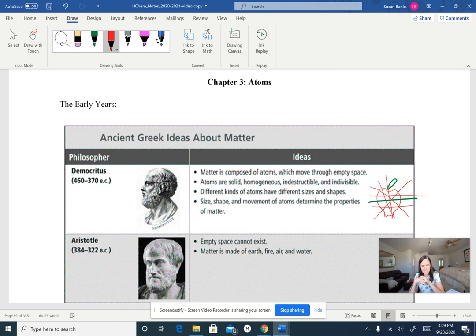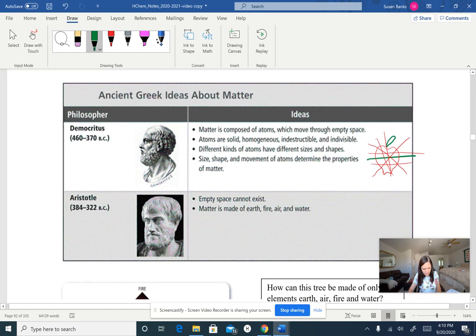Different types of atoms had different sizes and shapes. So he thought, for example, that iron had hooks on it so that it could bend but still be solid. He thought that clay had like a ball and socket joint so that it could be flexible and squishy. Shape, size, and movement of atoms determined the properties of that matter. So he thought each type of thing had its own type of atom. Okay? And then about the same time, they overlapped each other.